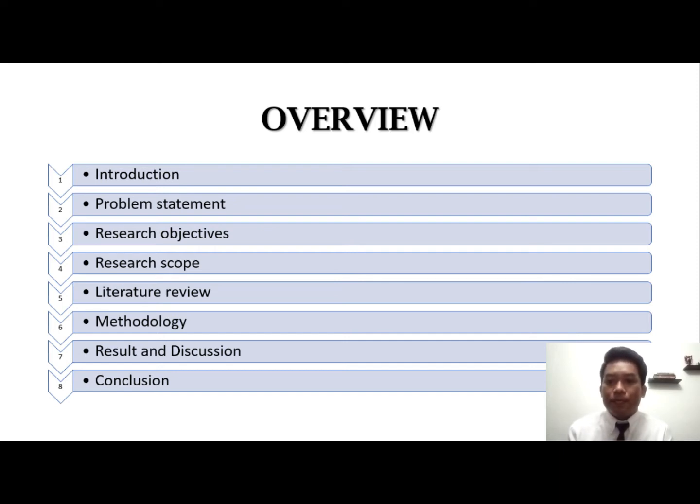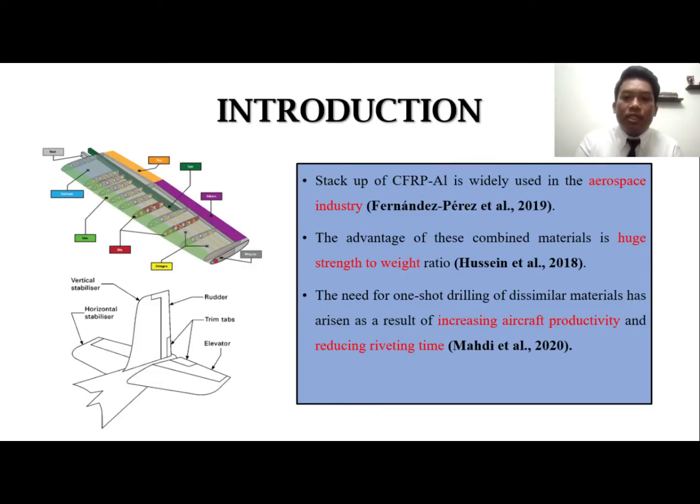For the introduction, the stack up of this material combination of CFRP and aluminium has been widely used, especially in the aerospace industry. As can be seen, the picture shows the part that has been made by combination of this stack up material. The advantage of using this stack up material is it has a high strength to weight ratio that can give better performance for aerospace products.